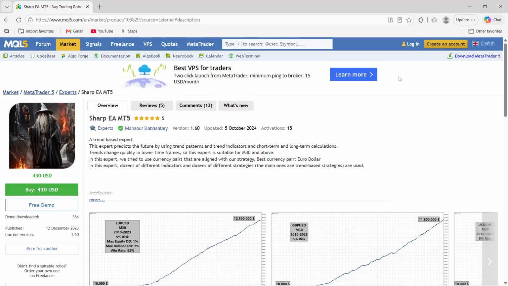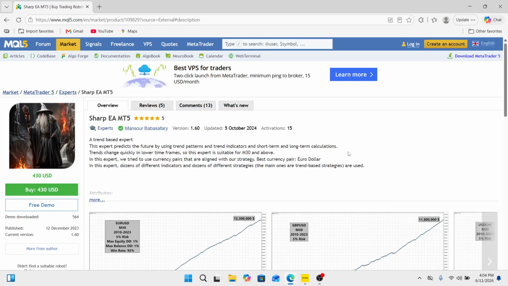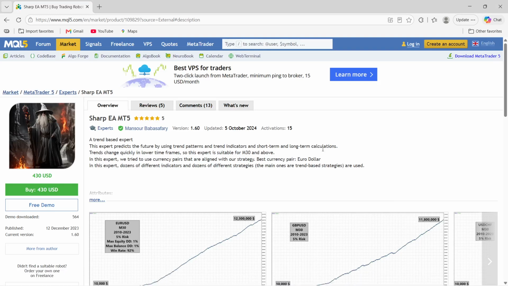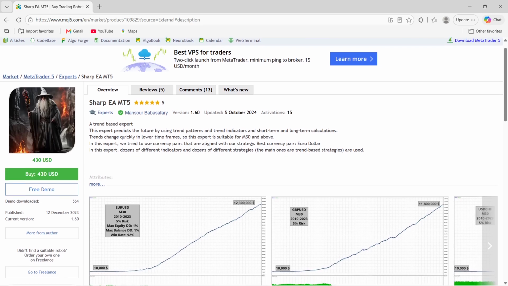Hello traders. Today we are looking at the Sharp EA for MT4 and MT5, a trend-based expert advisor that promises very smooth growth, tiny drawdowns, and a crazy high win rate.